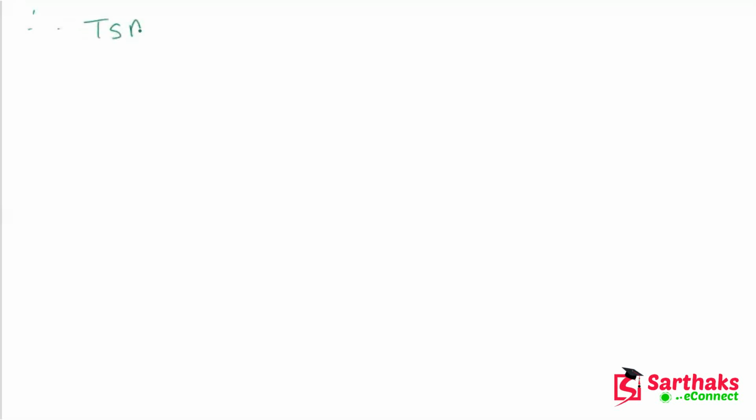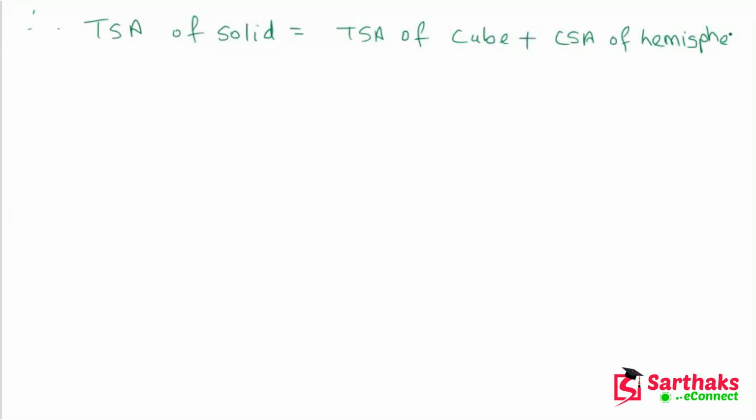So TSA, total surface area of solid, is equal to TSA of cube plus CSA of hemisphere minus area of base of hemisphere. Now put the formula.